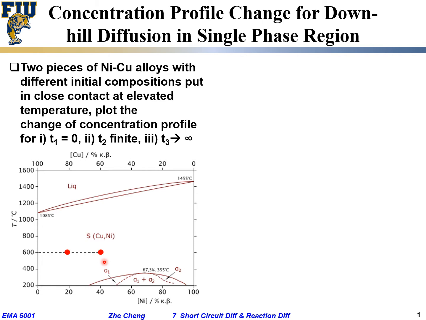The 2 points that we choose are within the single phase region at what temperature? 600 degrees C. Okay, single phase solid solution. Let's say we take these two compositions. Okay, one piece at 20%, the other piece at 40% of nickel. I'm just considering one of them, right?